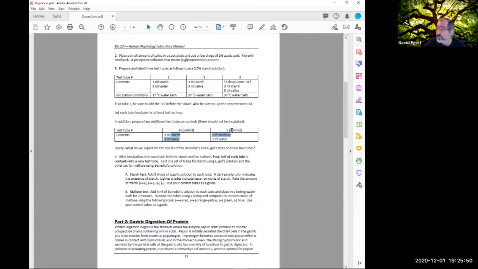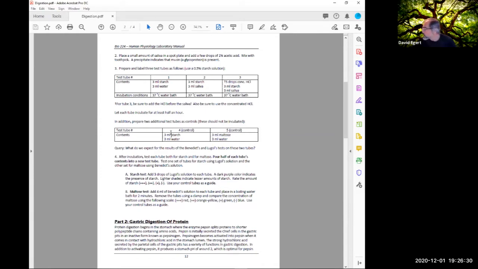Test tubes 4 and 5, you should still say what you expect here, but these are basically controls. Whenever you do an experiment where you have unknowns and some test, you always want to validate your test. Use something where you know what the answer is supposed to be. If I'm testing pure starch, it better be positive for starch with Lugol's and negative for maltose with Benedict's. If I'm doing pure maltose, it better be negative for starch and positive for maltose.